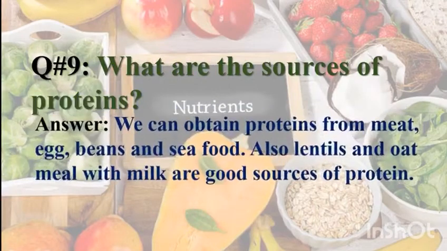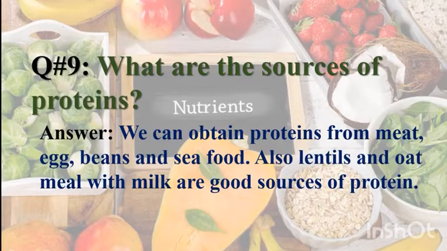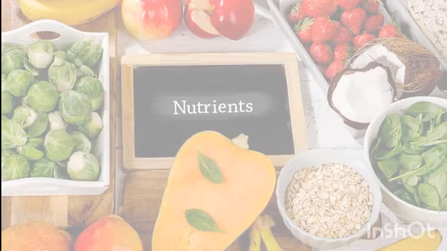Next question is what are the sources of proteins? So we can obtain proteins from meat, which is a complete source of proteins, eggs, beans and seafood. Like the pure source of proteins is seafood such as fish, because it doesn't contain any kind of fat. But yes, meat of goat, meat of buffalo, they contain some kind of fat, but the fish do not contain any fats. Also lentils and oatmeal with milk are good sources of proteins.